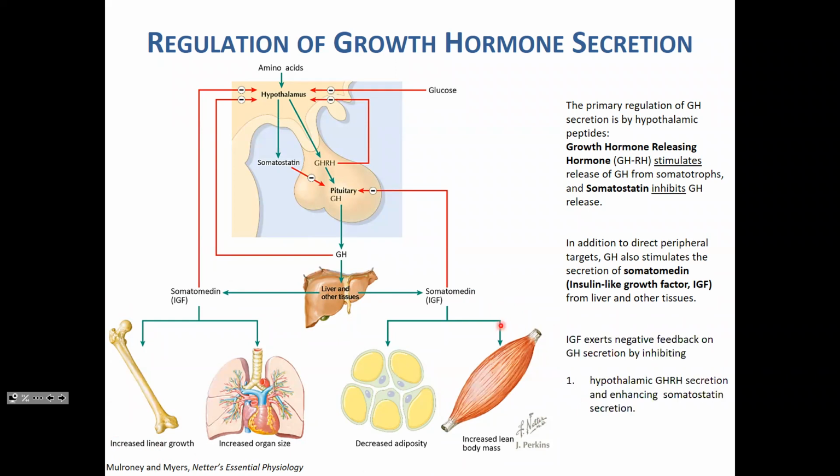And you notice that IGF also has an inhibitory effect. It can feed back at the level of the hypothalamus to decrease growth hormone releasing hormone secretion. It also enhances somatostatin secretion. It can also feed back and directly inhibit growth hormone release at the level of the pituitary, at the level of the somatotropes.